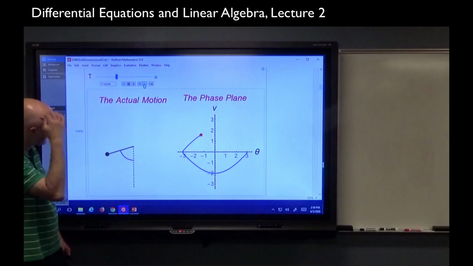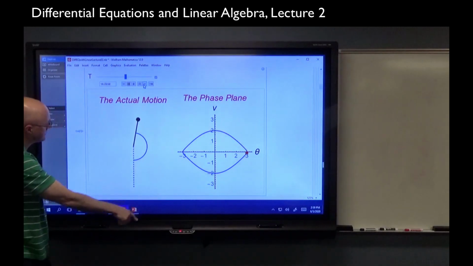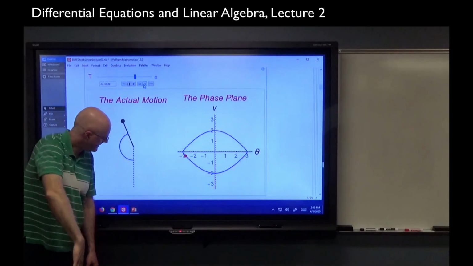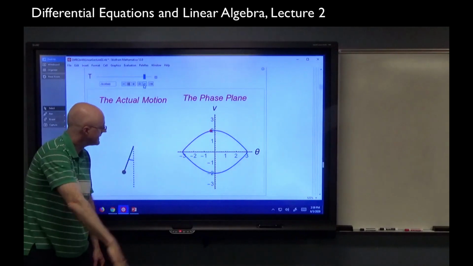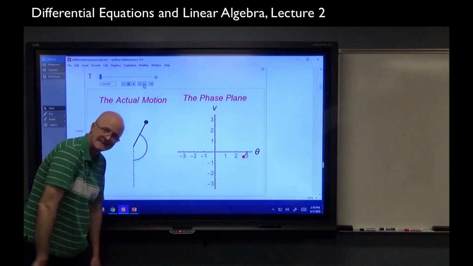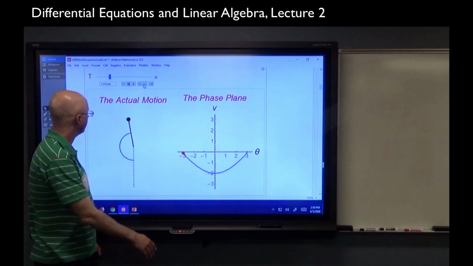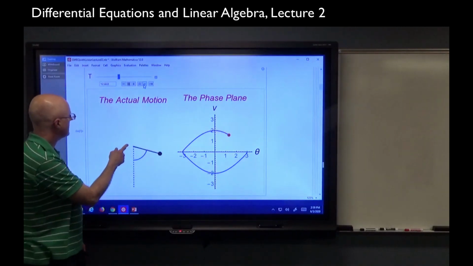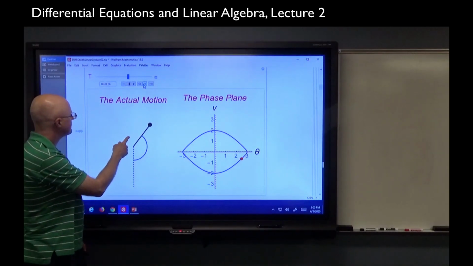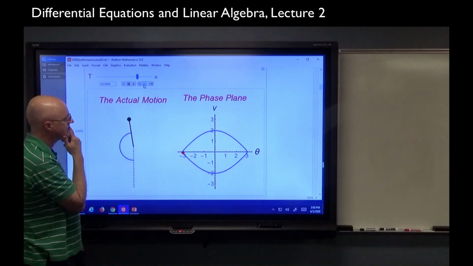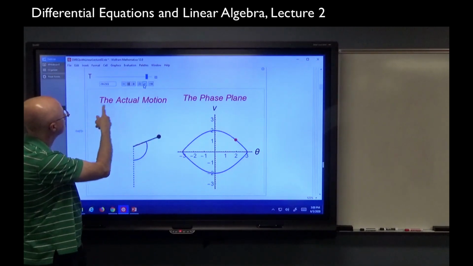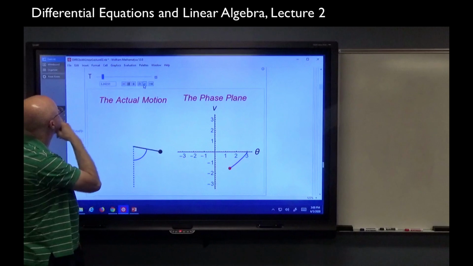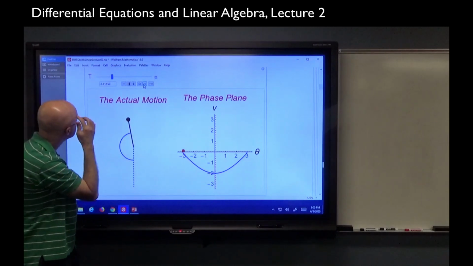What happens as the bob is moving to the left, as theta is decreasing? By the way, theta equals 0 is the downward. Theta is positive over here, and theta is negative over here. Okay? So let's say theta starts up here. By the way, in the animation, I let time both run forward and run backwards.